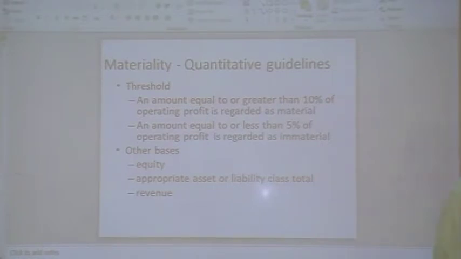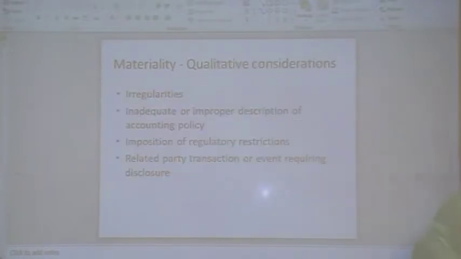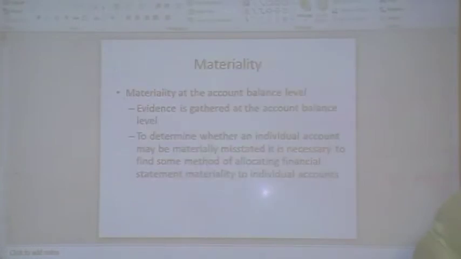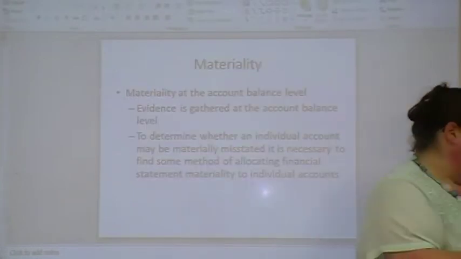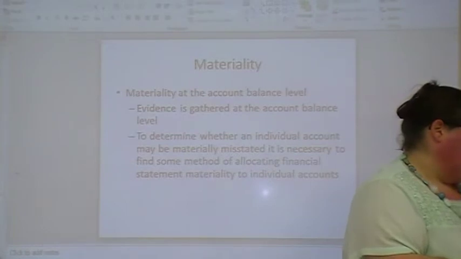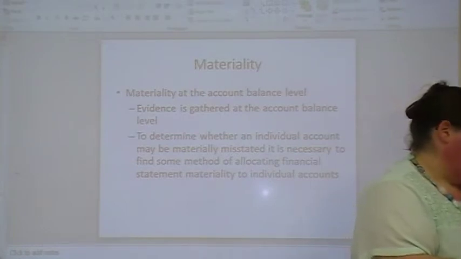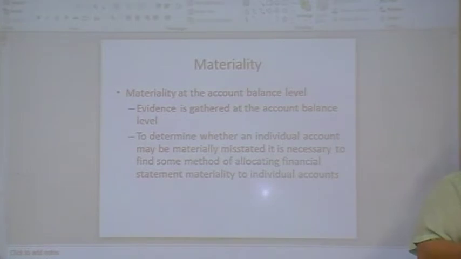If you go on to the next slide, number 4 page, and the second slide on that page: materiality at the account balance level. Evidence is gathered at the account balance level to determine whether an individual account may be materially misstated. It's necessary to find some method of allocating financial statements materiality to individual accounts.